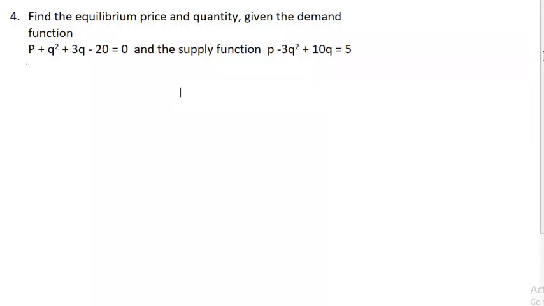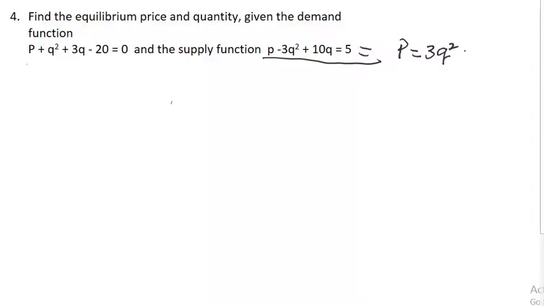Look at question 4. Question 4 says, find the equilibrium price and quantity given the demand function, and then we have the supply function. Let's start from equation 2. Okay, solving for P in equation 2, let's just make P the subject of the formula. To make P the subject of the formula, let P stand alone. Move minus 3q squared to the right. The minus will go. You now have 3q squared.